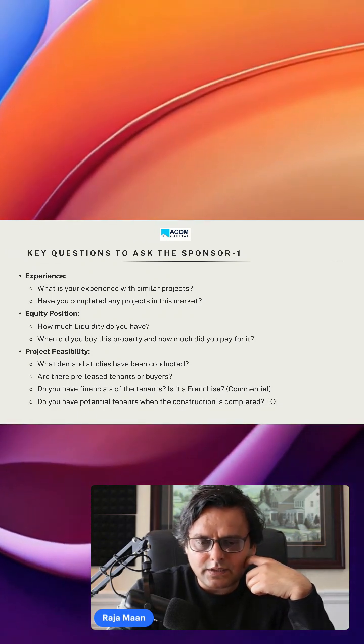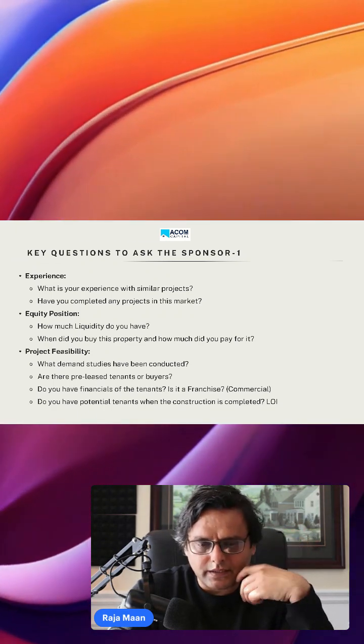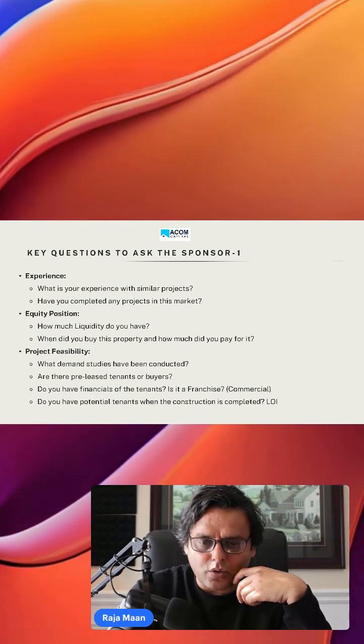Do you have potential tenants when the construction is completed? As I said, LOI, if they have signed a lease agreement or letter of intent.